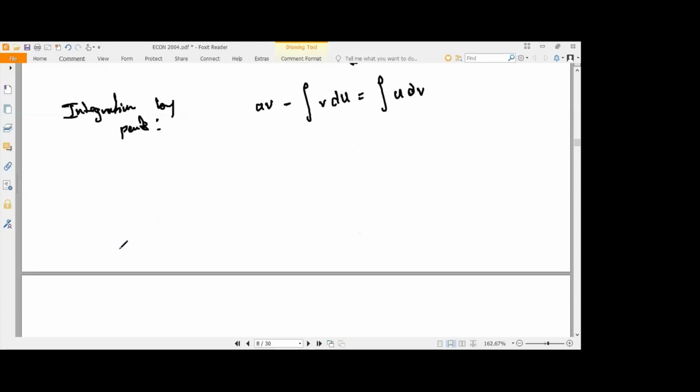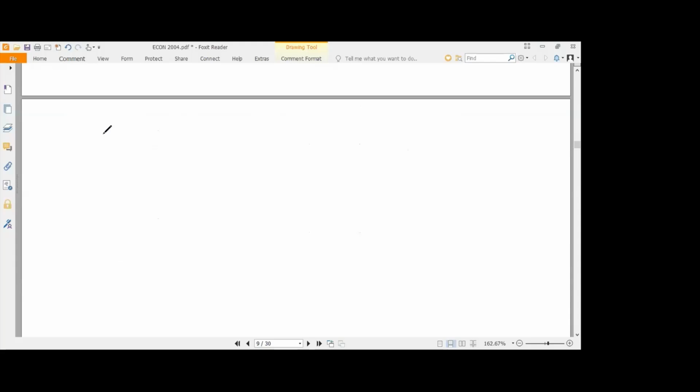So let me just rewrite it on our new page. Integration by parts says to us that the integral of u dv is equal to uv minus integral of v du. Now, there is something I want you to pick up here. You realize that we're going to have two functions, u and dv, right? So when we're integrating a product, we'll have a function u and a function dv.